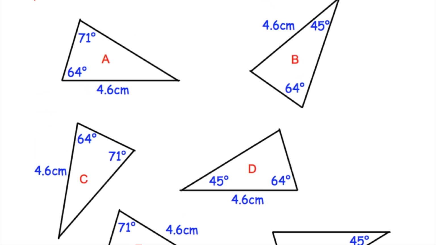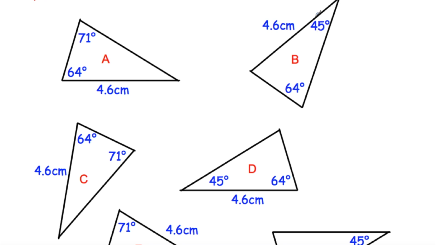So if we go up, triangle A has got a 71 degree angle, a 64 degree angle, and a side with length 4.6 centimeters. So let's have a look and see if we can find any other triangles that have got 71 degrees, then 64 degrees, and then 4.6 centimeters. Okay, so let's start off by saying if we can find any triangles that look exactly like this with the 71 degree angle, the 64 degree angle, and then the 4.6 centimeter length side. And then if need be, we'll then work out missing angles and so on if we have to.